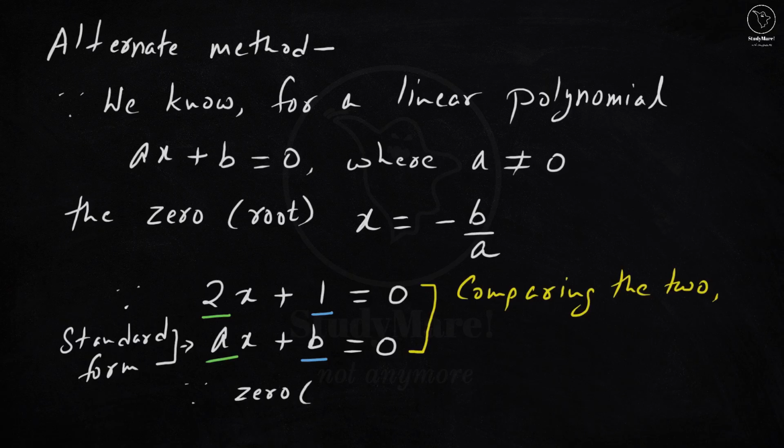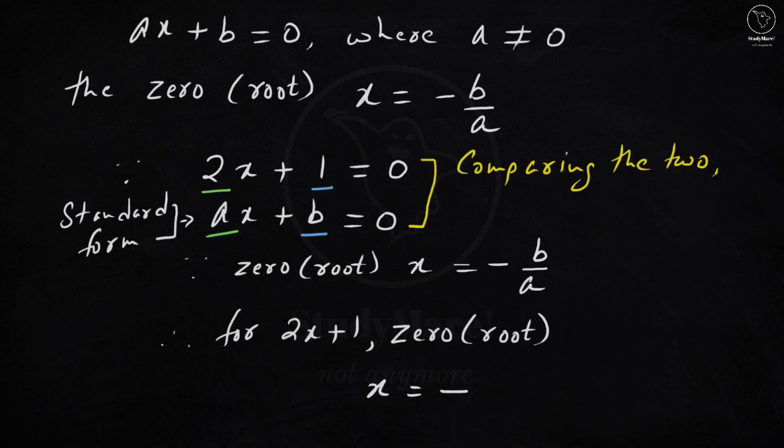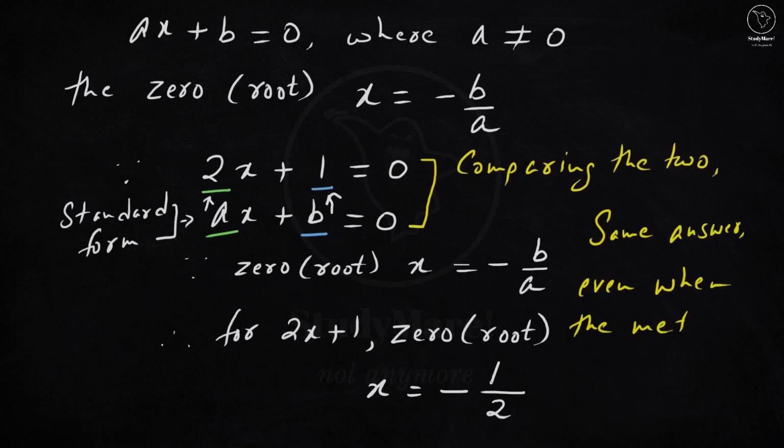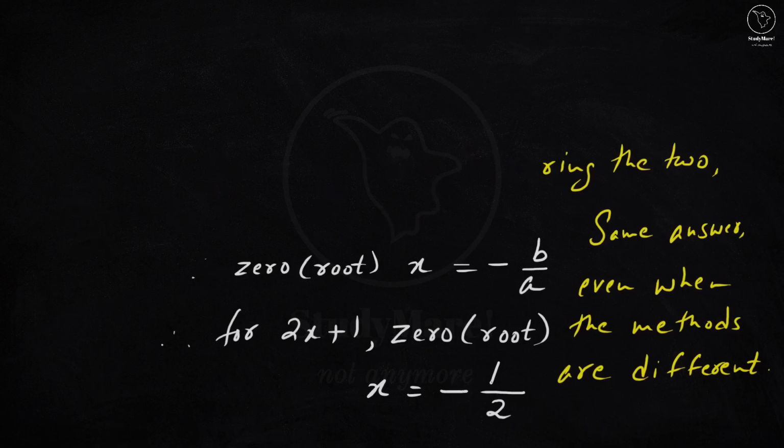Since the zero or root of x is equal to minus b by a for a standard linear polynomial, therefore for 2x plus 1, the zero or root will become x is equal to minus 1 by 2. We have simply substituted the value of a and b as mentioned above. You see, we have the same answer even when the methods are different. So, as long as you follow the right methods, right procedures, irrespective of which method you are following, you always get the same result.